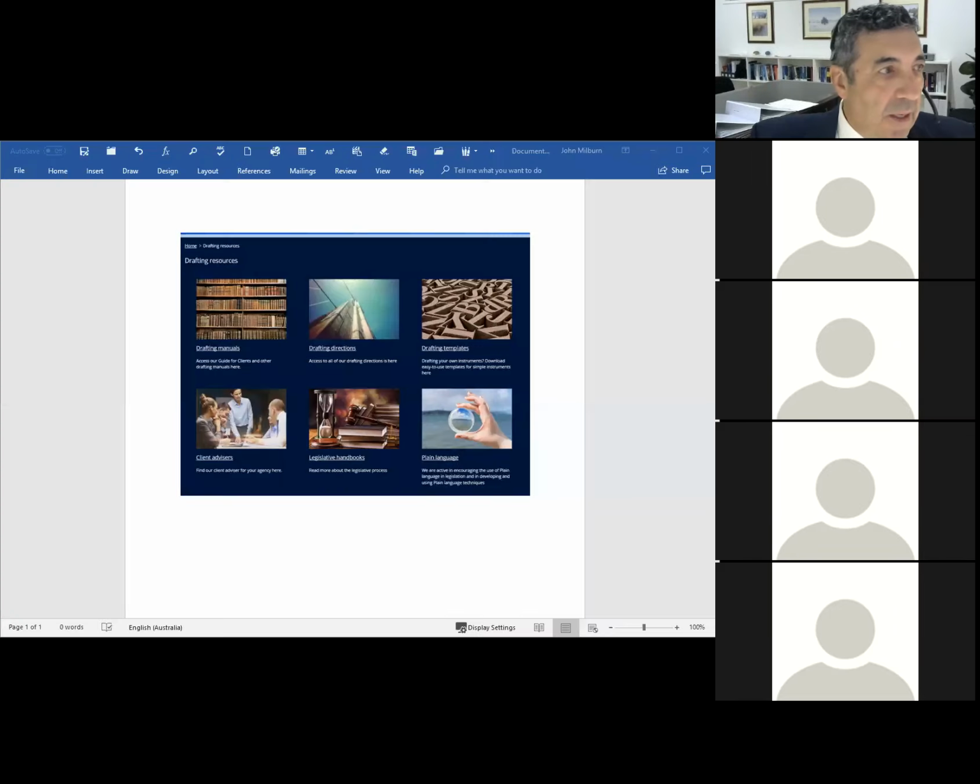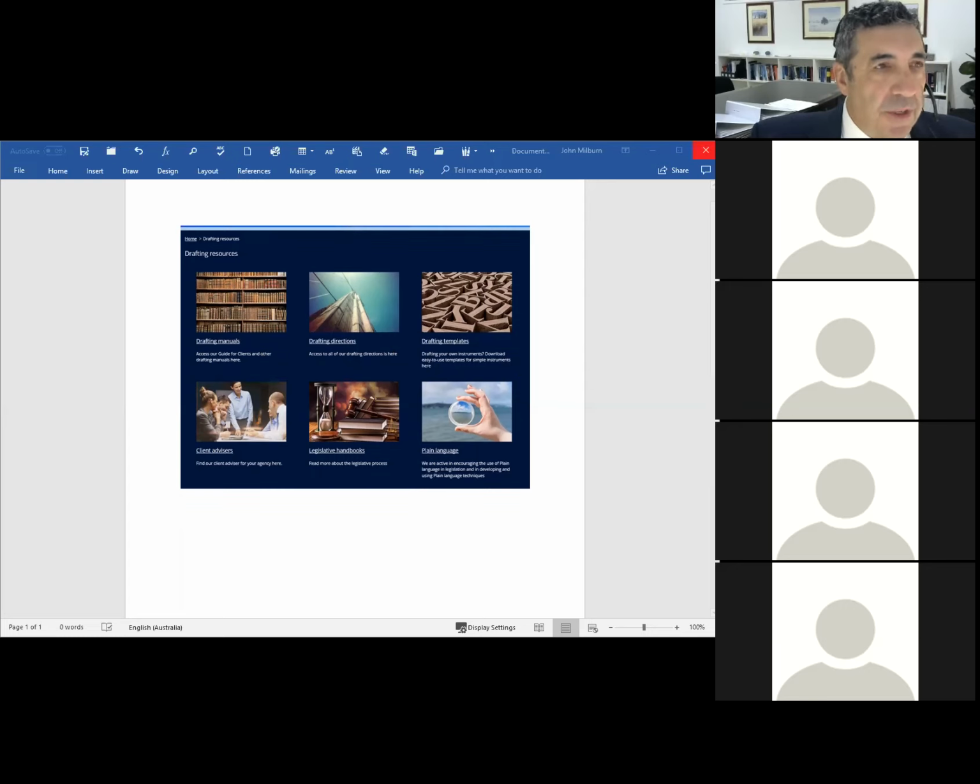I'm just going to again share the screen and show you part of what you can find on that website. And if it's not too small, you'll see this is an extract from the website, and the heading is Drafting Resources. Drafting manuals, drafting directions, drafting templates, client advisors, legislative handbooks, and plain language. So the OPC website contains excellent material that will assist you in terms of what you need to do for the assessment pieces. The website contains drafting manuals and related documents. I'm going to start by identifying some of the things that are contained within the top left corner link, which are drafting manuals.